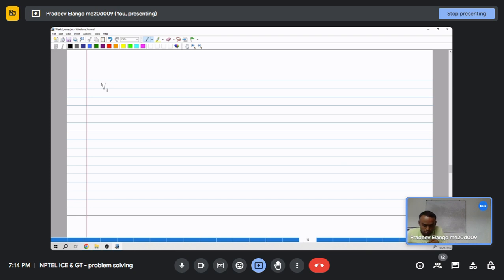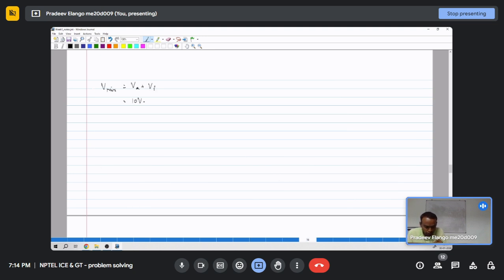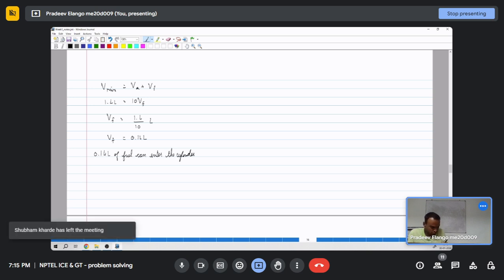So V mix is V air plus V fuel. So V air is 9 times of V fuel, right? So this is 10 V fuel. So this is 1.4 liters we saw. So V fuel is 1.4 by 10 liters, so 0.14 liters of fuel can enter the cylinder in one engine cycle.